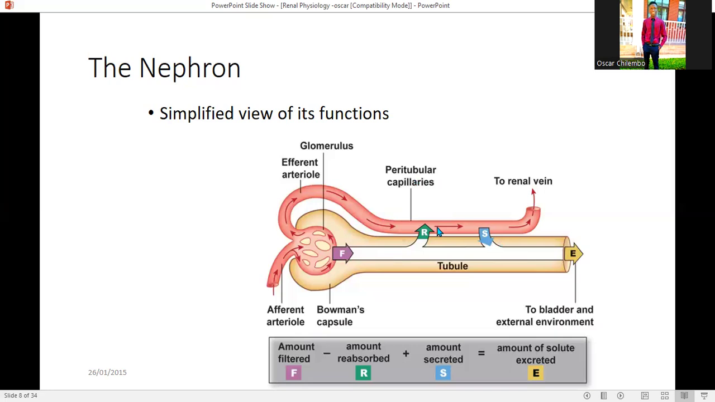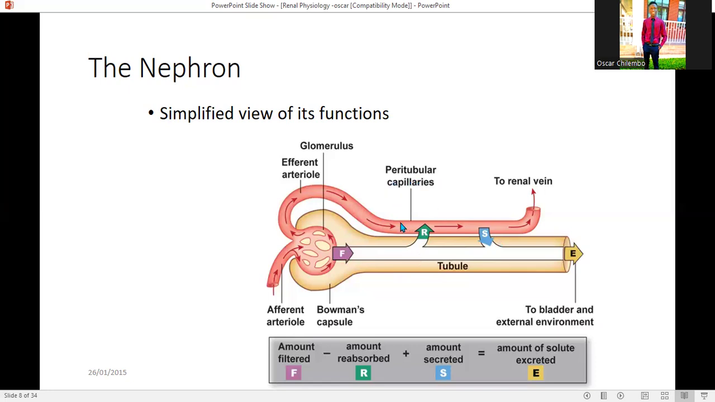The reason we say reabsorption is that it is already in the tubule. It came from the bloodstream, and now we are getting it back. That's why we say reabsorption. So we are getting it from the tube and returning it to the circulation.